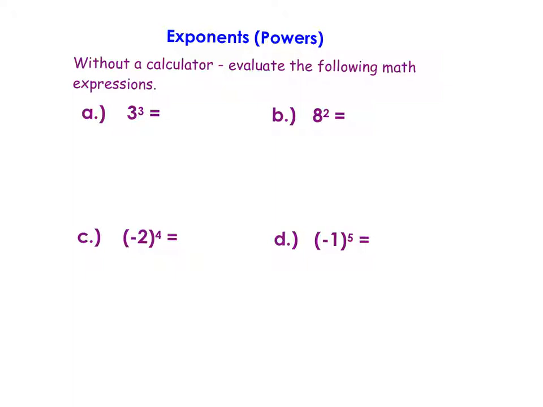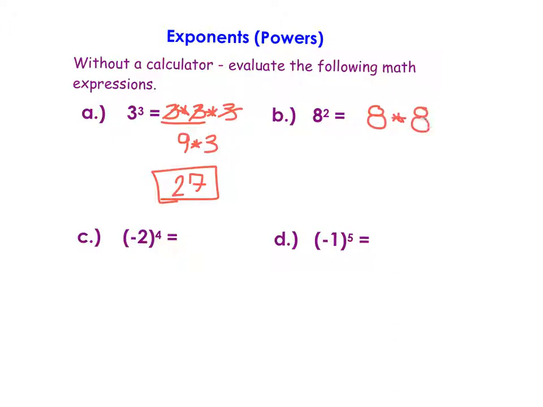So here I see 3 to the power of 3, which I know is 3 times 3 times 3. So I start by writing it into expanded form, and then I apply what I know about multiplication, which is that I multiply from left to right. So I start by multiplying these two 3's together, which is 9, so they've been evaluated. And I'm left with 9 times 3, which becomes 27. And then from here, 8 to the power of 2 is 8 times 8, which I know is 64.